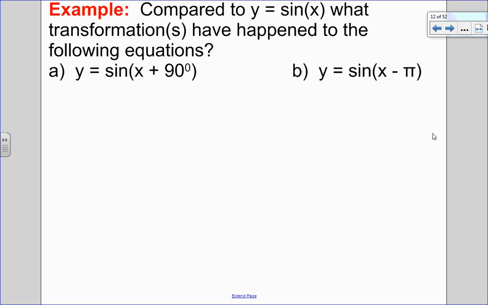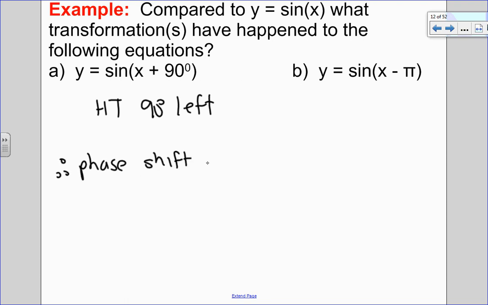Okay, let's look at this question here. So we have sine x and we have sine x plus 90. Let's talk about what's happening here. This is a horizontal translation, 90 degrees to the left. That's how we would answer in chapter 1. But in trigonometry, let's use the new word, which is phase shift. So therefore, I can say there is a phase shift 90 degrees left.